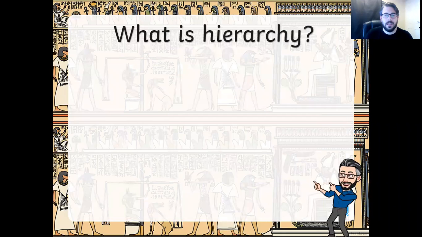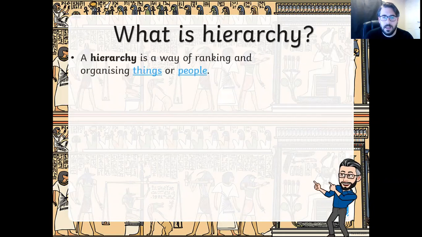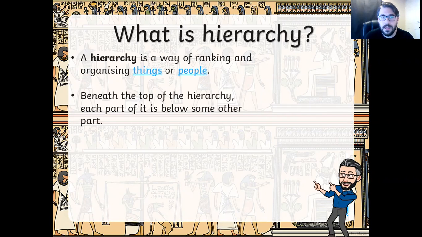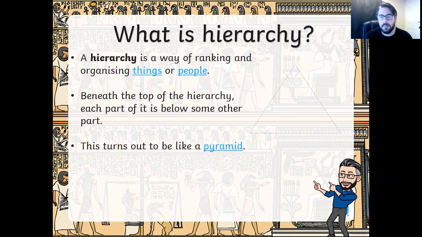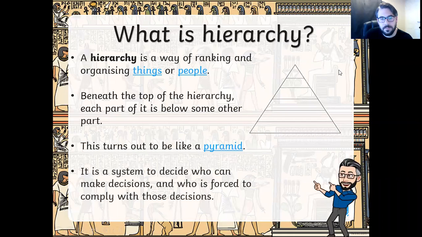What is hierarchy? That is the first question we must look to address. Hierarchy is a way of ranking and organizing things or people. Beneath the top of the hierarchy, each part of it is below some other part. This turns out to be like a pyramid. So here you can see what it would look like, a pictorial depiction of hierarchy. So this is an image of what hierarchy might look like. It is a system to decide who can make decisions and who is forced to comply with those decisions.